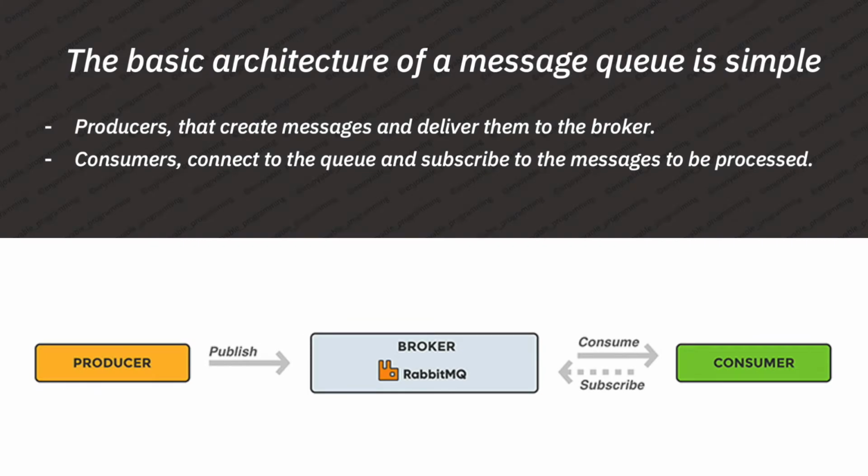Here you have an example. You always need to have a producer that will publish a message. This message will arrive at the broker, in this case RabbitMQ right here. And then there is a consumer that will subscribe to the broker and get all the messages from the producer.